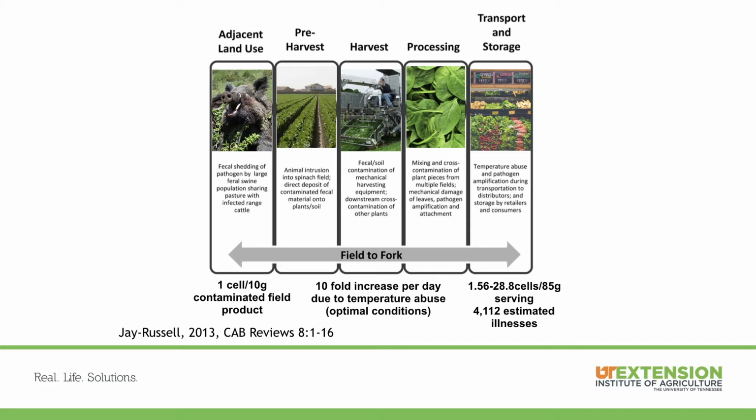Essentially what happened is you had really low levels of contamination that came from that event with those feral swine getting into the field. Around 1 cell per 10 grams of spinach was estimated for the contaminated product to actually make its way in that field setting. So that's fairly low levels. For most healthy people, that would not be enough to make anyone sick.